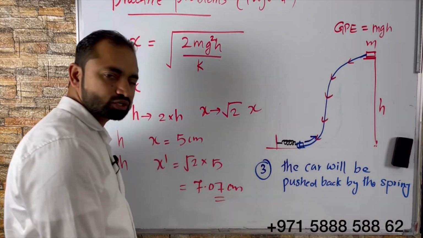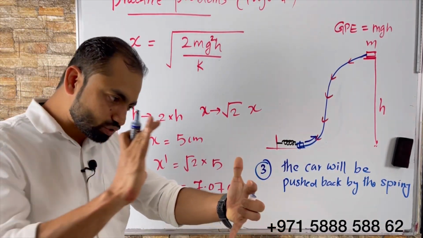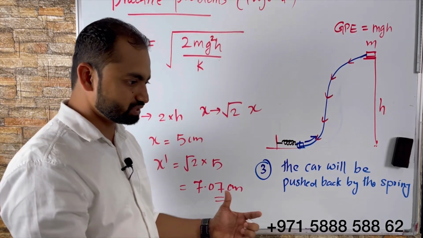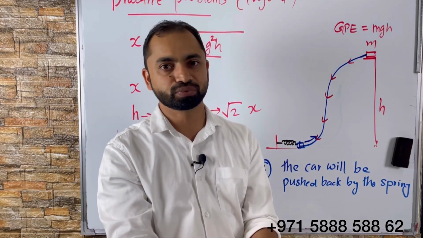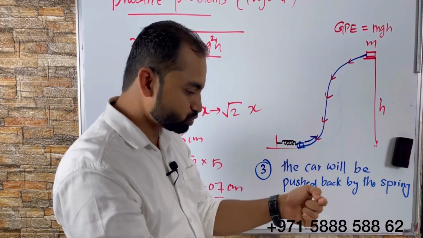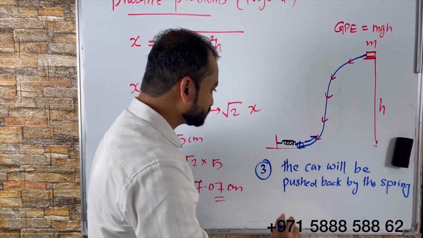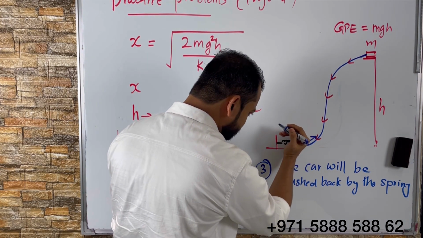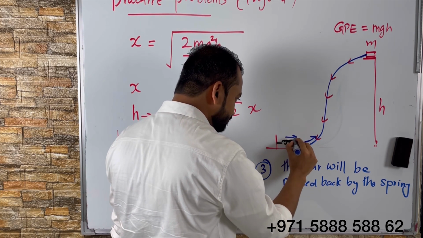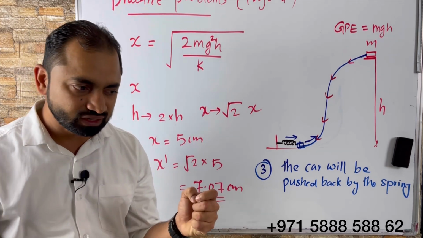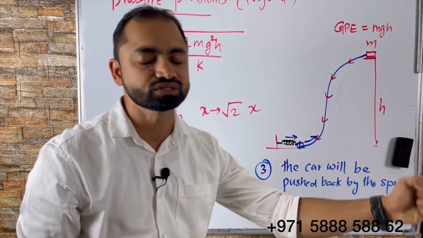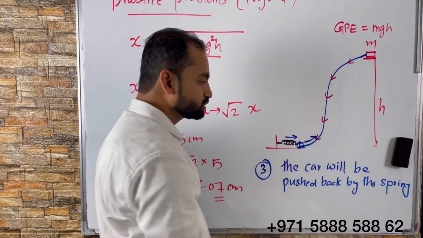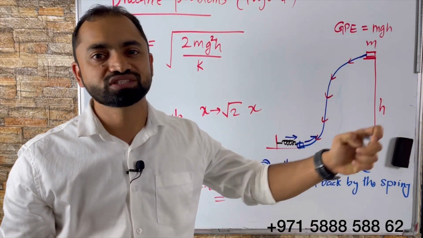The spring has elastic potential energy, right? When the spring is compressed, it has elastic potential energy. What is elastic potential energy? Elastic potential energy is the energy stored in the spring and it is ready to be released. So when the spring is completely compressed, it will go back. The spring is an elastic material, and every elastic material has a tendency to go back to its original shape and size. So the spring will push the car backward for the spring to regain its original shape.